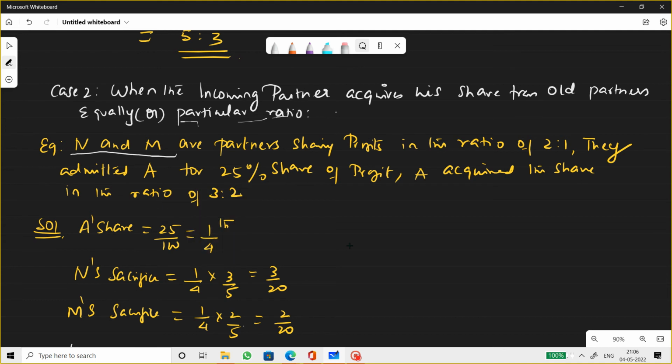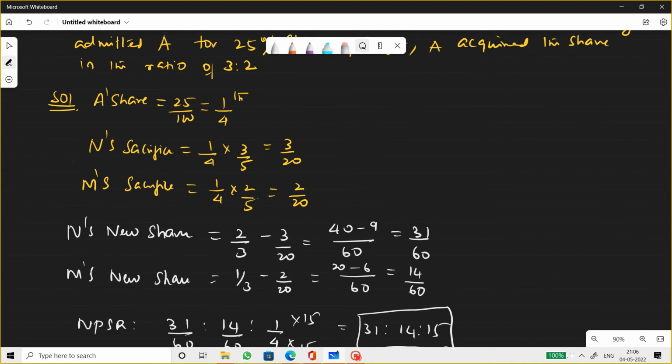Now, where did he get that from? He got that in the ratio of 3:2. So that means 3/5 of 1/4 is sacrificed by N, and 2/5 of 1/4 is sacrificed by M. So N sacrifices 3/5 into 1/4, and M's sacrifice is 2/5 into 1/4. So this is the sacrifice of the old partners.